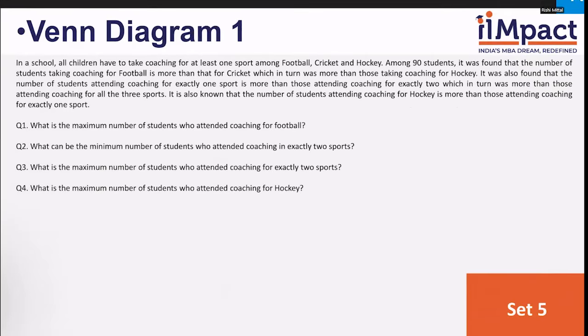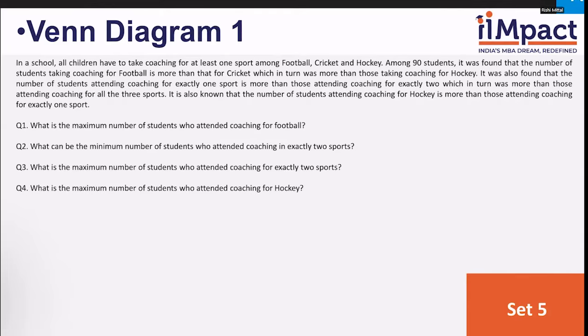In a school, this is a classic maxima-minima set. So if this concept is not clear to you, pay careful attention. In a school, all children have to take coaching for at least one sport among football, cricket, and hockey. At least one sport. So again, I know H is equal to 0 if I take the Venn diagram as people who take coaching for football, cricket, hockey, and combinations. Among 90 students, so the total is 90, it was found that the total number of students taking coaching for football is more than that.